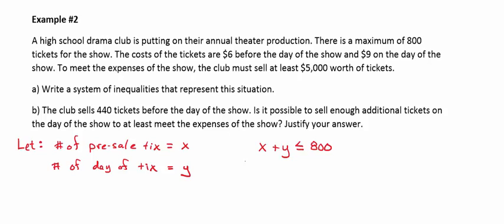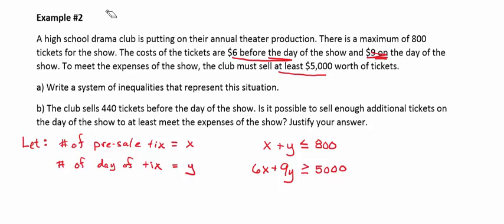The next inequality will deal with the rate. So the cost of the before, or the pre-sale tickets, is $6, so 6x. If I add in the 9, it's going to be plus 9y. And this is going to be equal to or more than, because it says we are going to sell at least 5,000. So greater than or equal to 5,000. So there is our system.